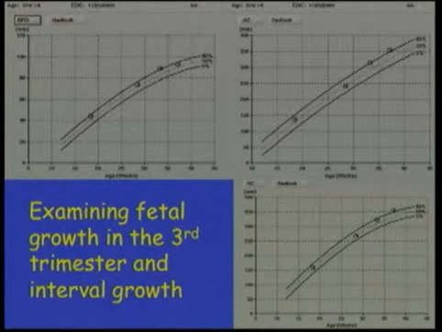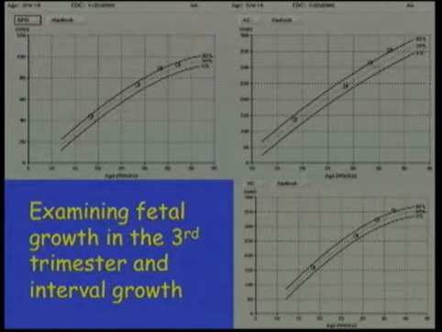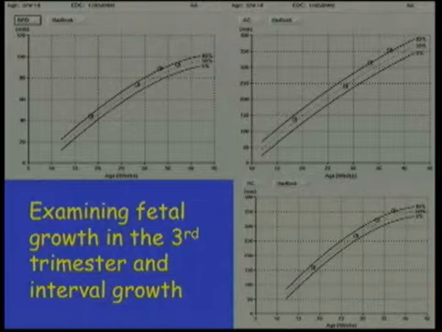We do look at the growth curves in order to assess for fetal growth in the 3rd trimester, and these would be fairly normal measurements up on the left, but if you look at the abdominal circumference, it's going up above the 95th percentile in the curve on the right.